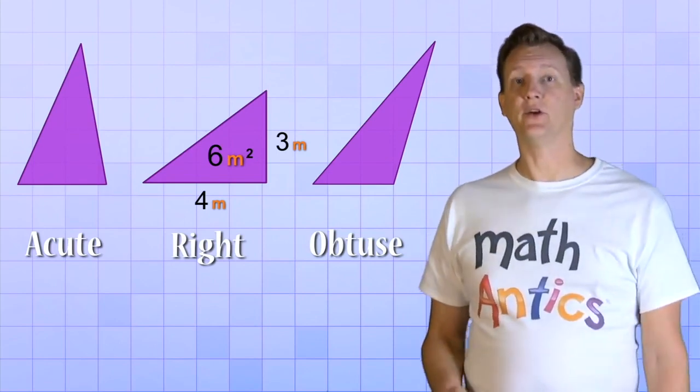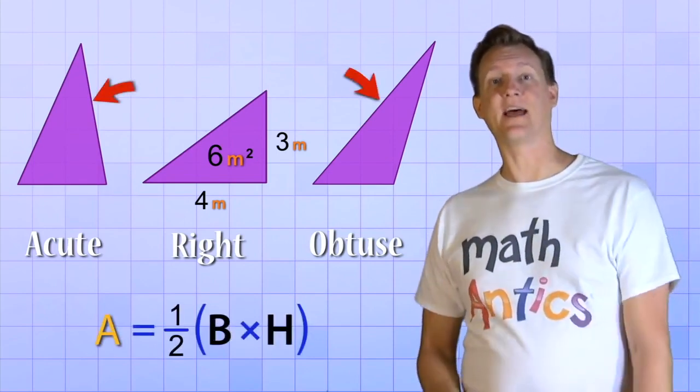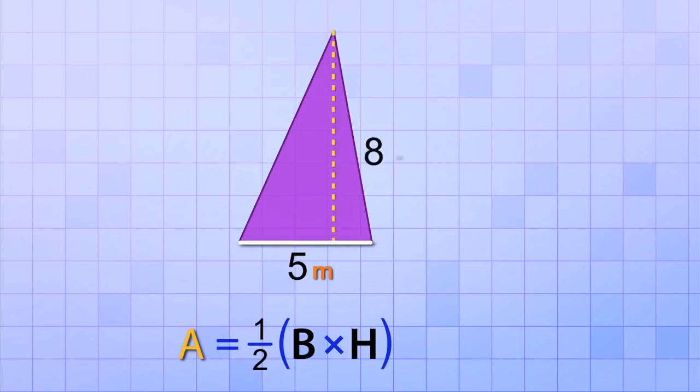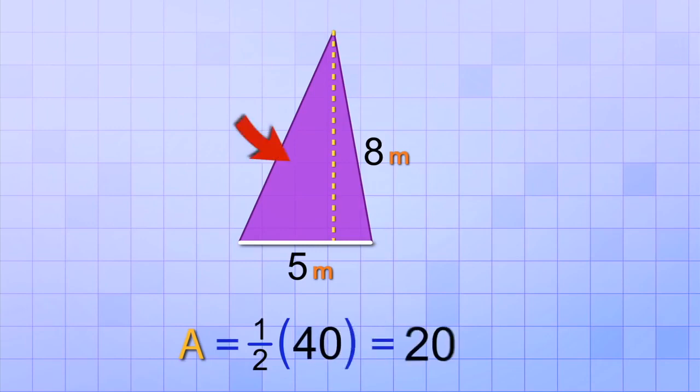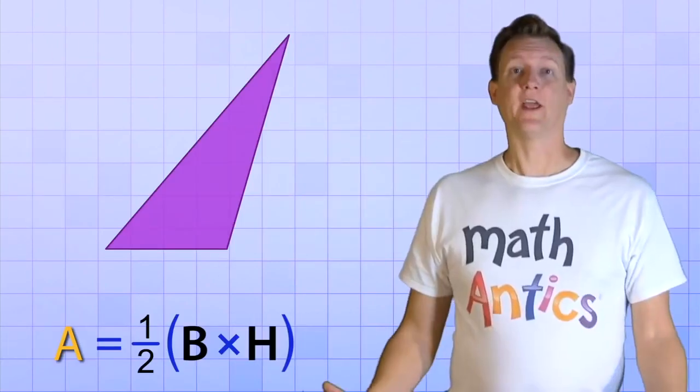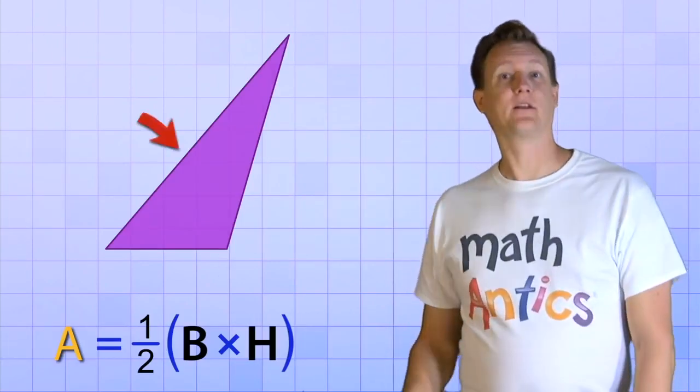So let's practice using our new formula to calculate the area of these last 2 triangles. Our diagram shows that the base of this acute triangle is 5 meters, and its height is 8 meters. So we plug those values into our formula for area, and we get area equals 1/2 of 5 times 8. 5 times 8 is 40, and 1/2 of 40 is 20. So the area of this triangle is 20 meters squared. Don't forget that the units of measurement for area will always be square units. Okay, that was pretty simple. Let's try our last example.